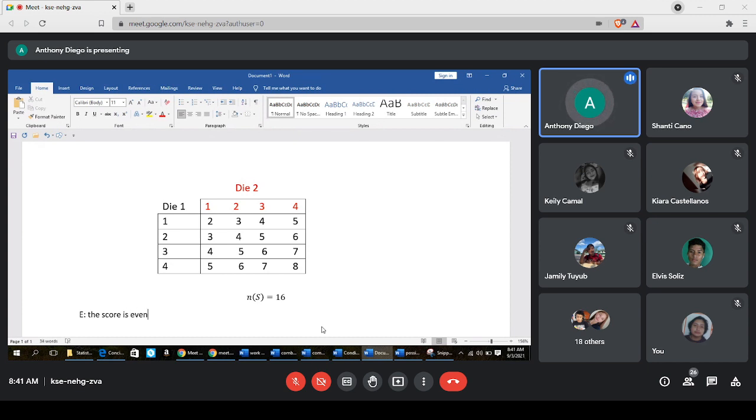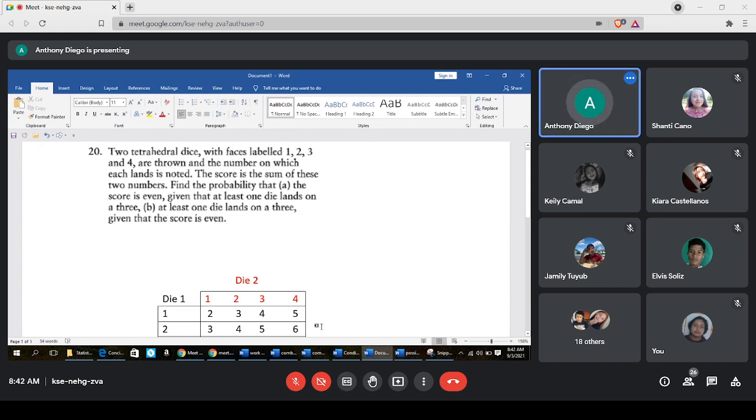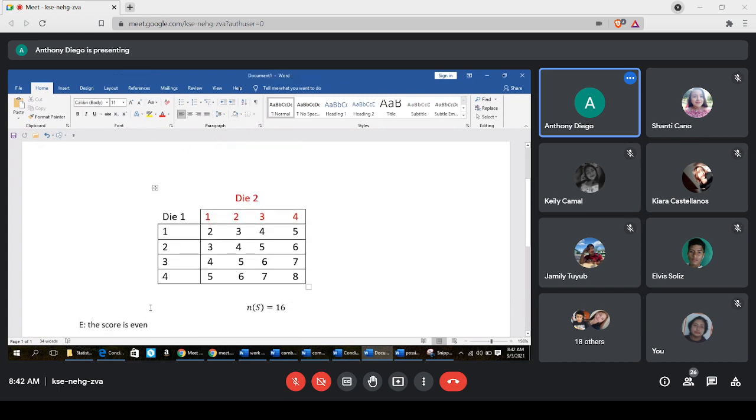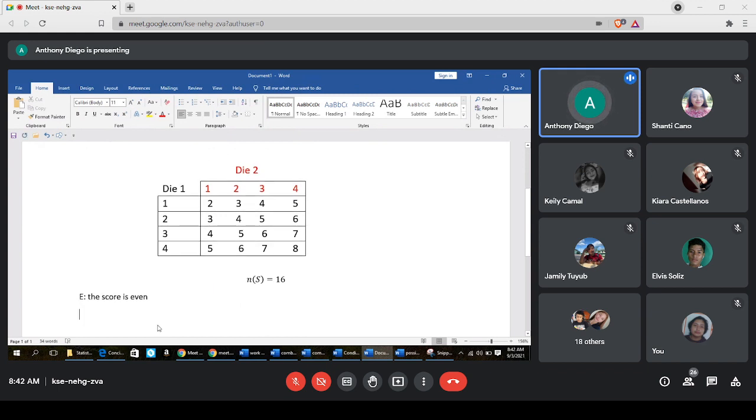And what else are they talking about here? That it is a tetrahedral dice. Yes, but the other thing is, the score is the sum of these two numbers. Find the probability that the score is even given that one die lands on a tree. So they're talking about the tree here. So we can let's say that we can have F.